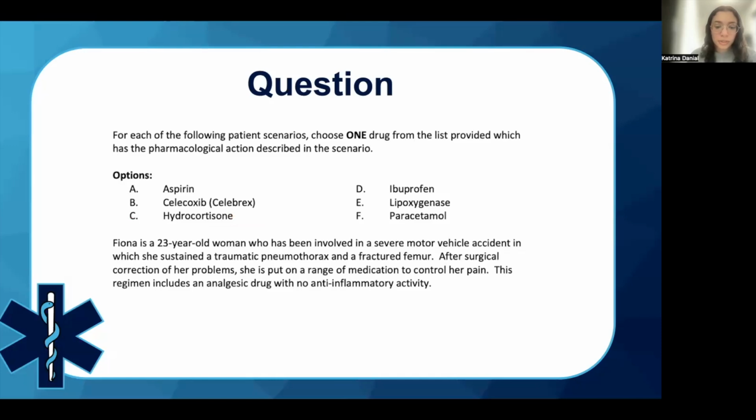Fiona is a 23-year-old woman who has been involved in a severe accident in which she sustained a traumatic pneumothorax and a fractured femur. After surgical correction of her problem, she's put on a range of medication to control her pain. This includes an analgesic drug with no anti-inflammatory activity. Have a think about which ones that could be.